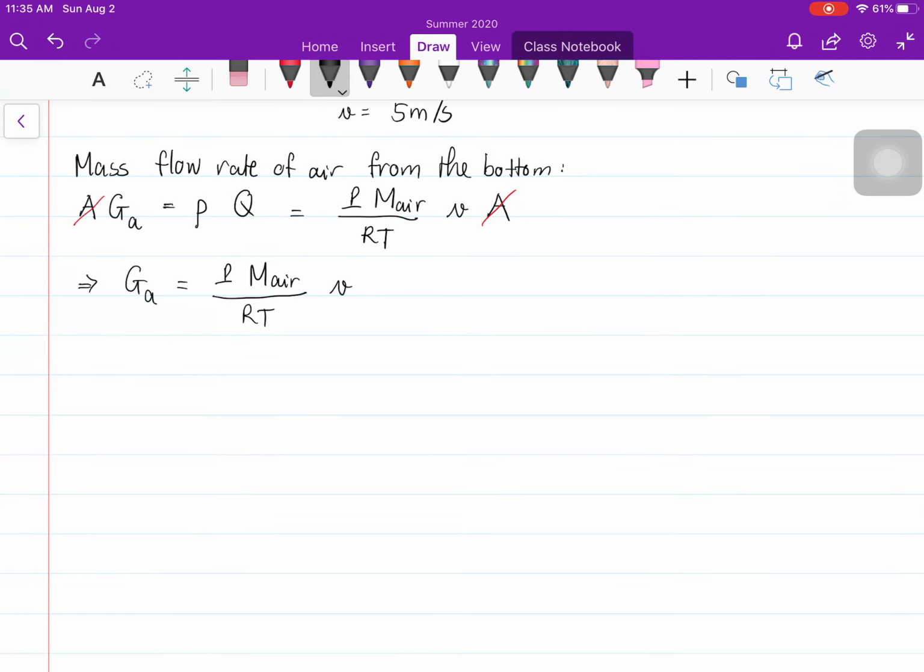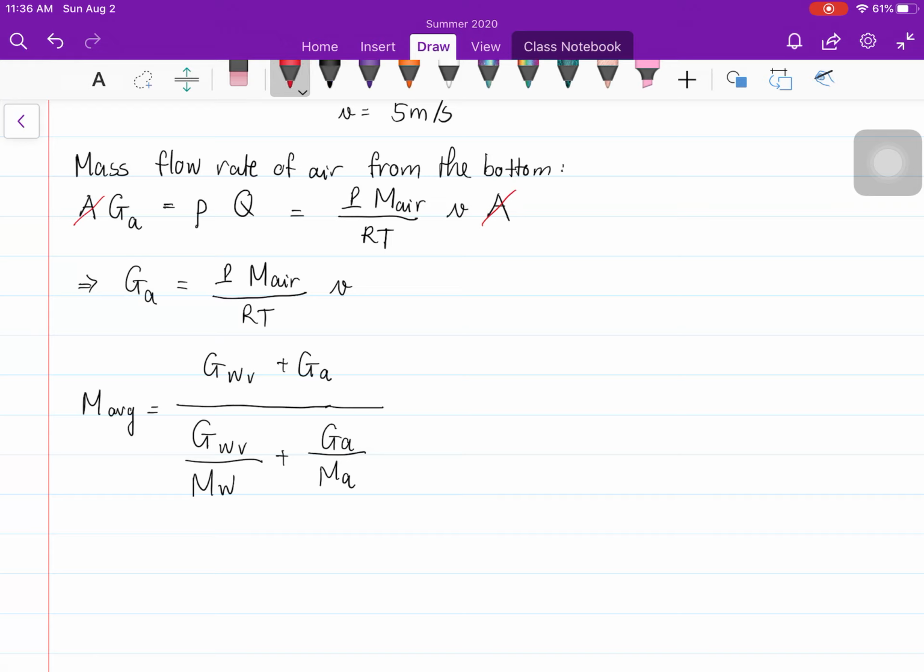And then now I'm going to calculate the average molecular weight. It would be equal to mass flow rate of water vapor plus mass flow rate of air divided by mass flow rate of water vapor divided by molecular weight of water plus mass flow rate of air divided by molecular weight of air. So we basically have total mass right here divided by total moles. So we have average molecular weight.